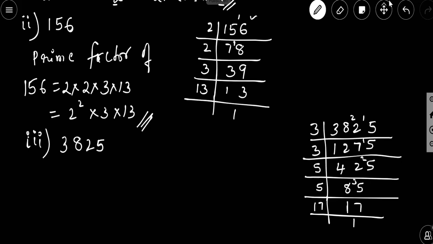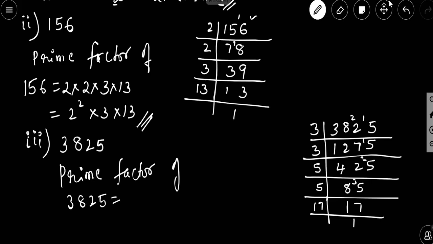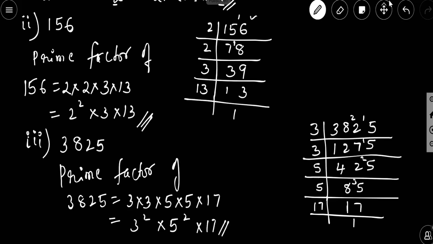So next we'll write the prime factors here. Prime factors of 3825 are 3 into 3, then 5 into 5 into 17. So I can rewrite it as 3 square into 5 square into 17. So these are the prime factors of 3825. Okay. So next we'll go for the next problem. So 4. Okay. So how much is the next number?